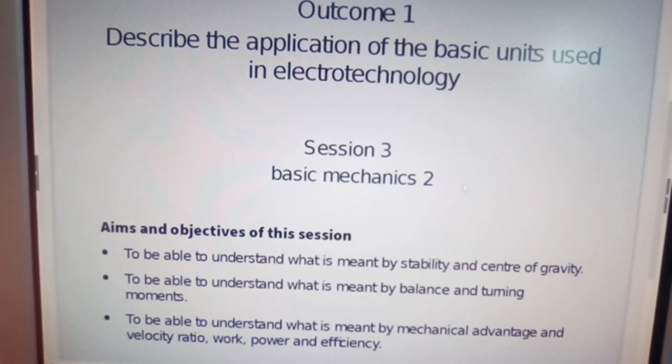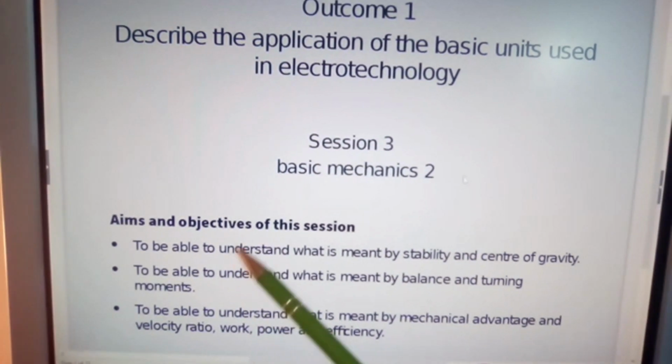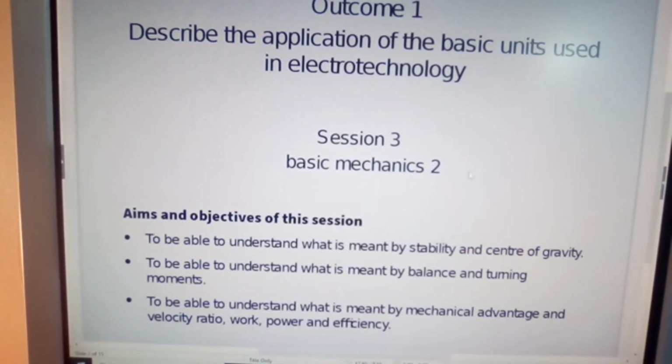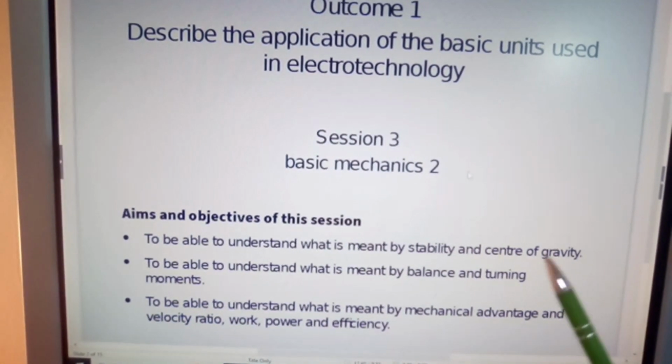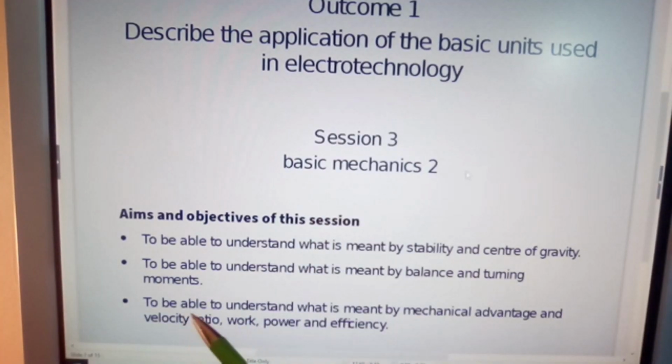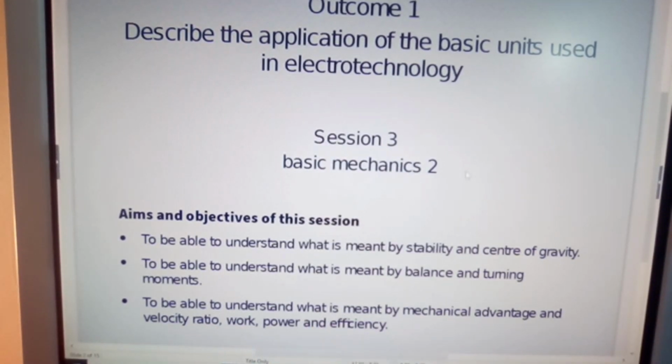Okay, basic mechanics. The aim and objective of this session is to be able to understand what is meant by stability and center of gravity, to be able to understand what is meant by balance and turning moments, to be able to understand what is meant by mechanical advantage and velocity ratio, work, power and efficiency.